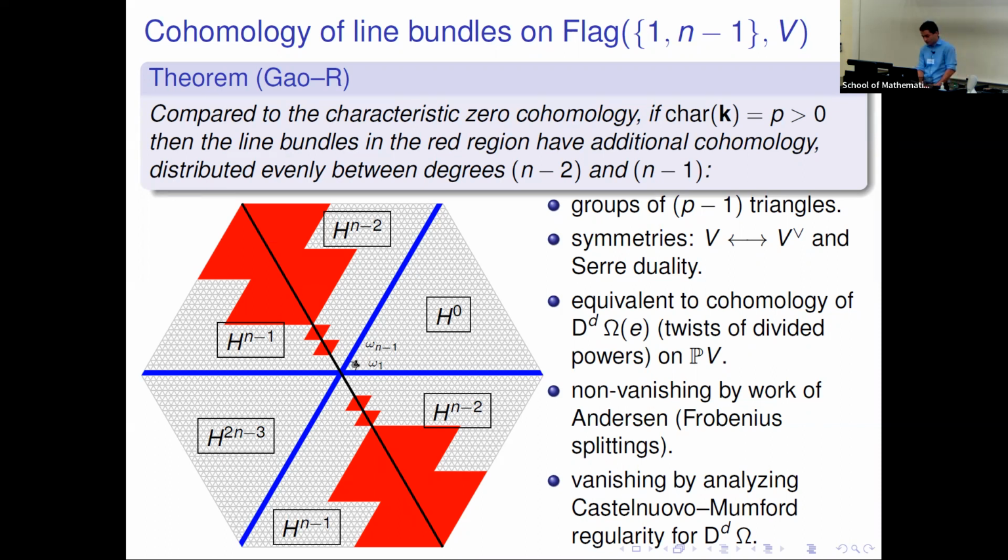And anyways, it's elementary to prove that you get non-vanishing in these regions. And then what we need to do is prove a vanishing theorem. And there's a lot of commutative algebra there. It's still breaking down the divided powers and then controlling the composition factors and the so-called Castelnuovo-Mumford regularity, which I don't think I should define here.